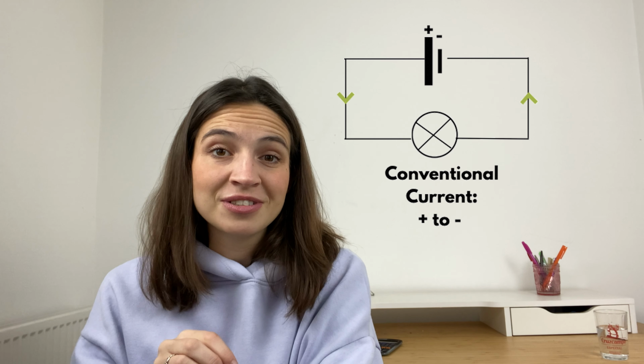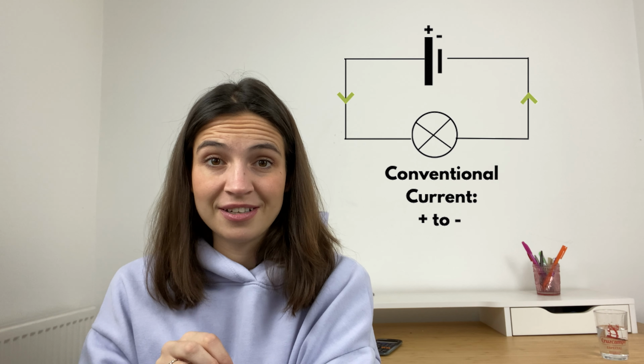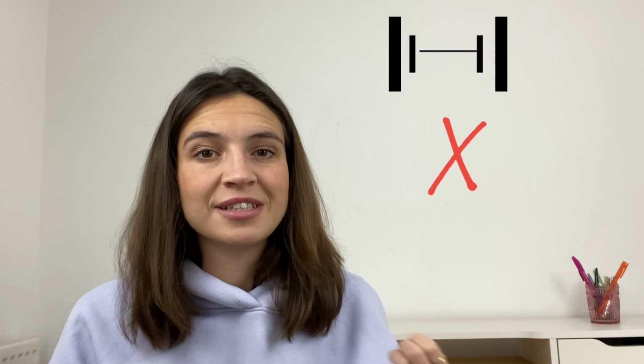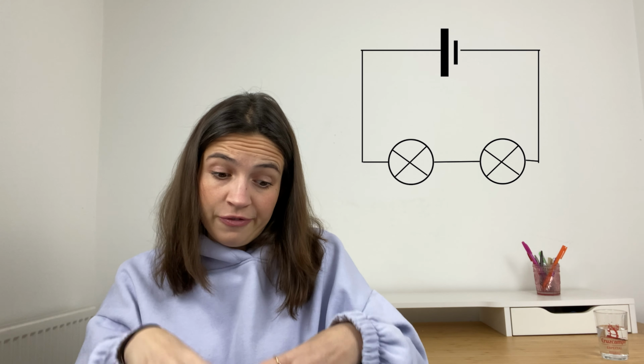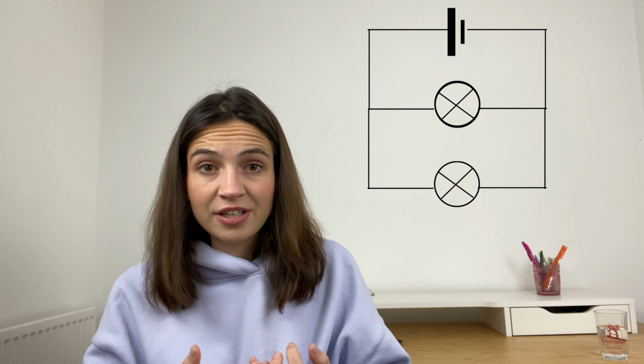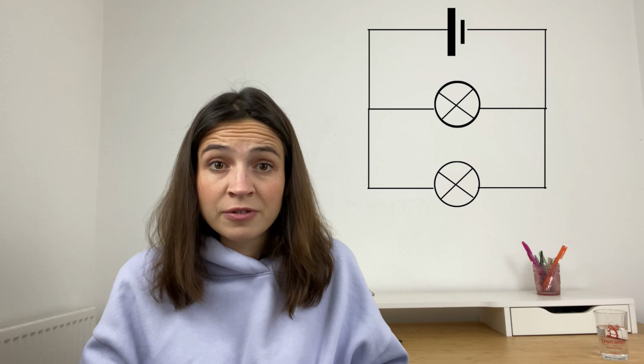Also, make sure that your cells are all facing the same direction, like this. They won't deliver the same voltage if they're facing each other, like this. Let's make sure we can spot the difference between a series and a parallel circuit. So in a series circuit, your stuff is all in a line. And in a parallel circuit, there are junctions and your stuff can exist on different branches.